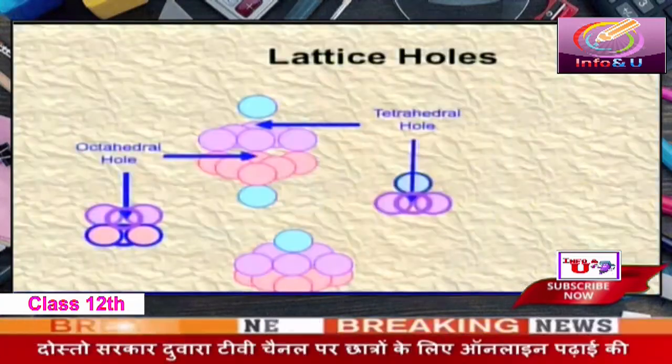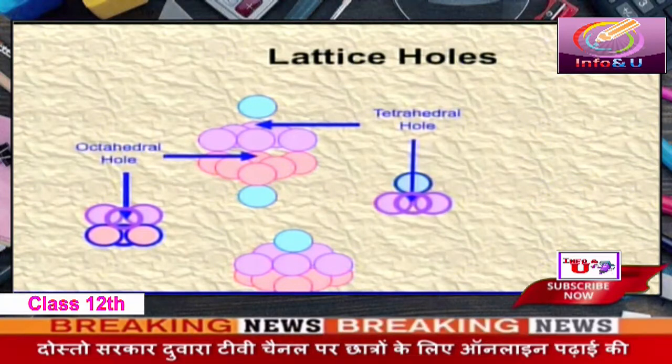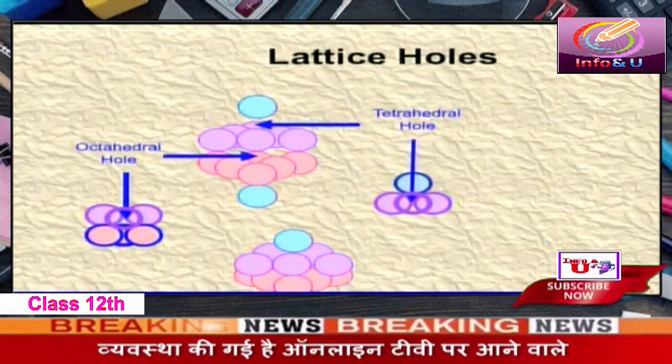Octahedral void is larger than the tetrahedral void, and the number of the octahedral voids is equal to the number of the spheres undergoing packing, whereas the number of the tetrahedral voids is double the number of the atoms undergoing packing. You can see the tetrahedral hole and the octahedral hole.